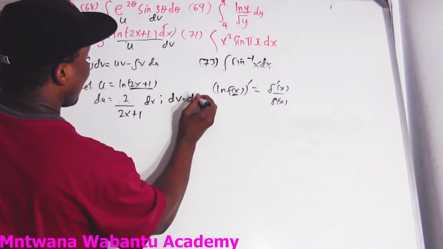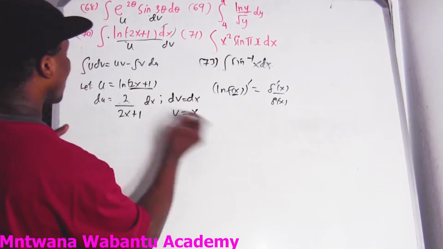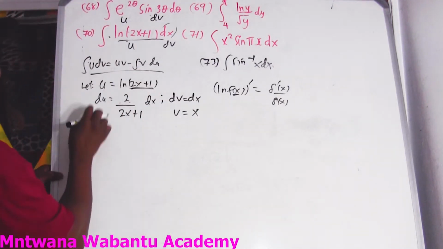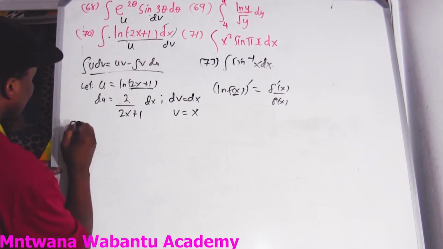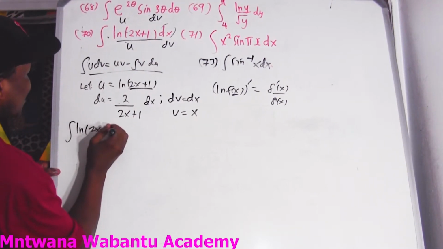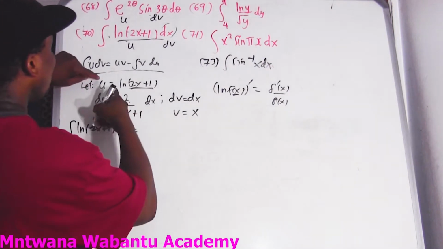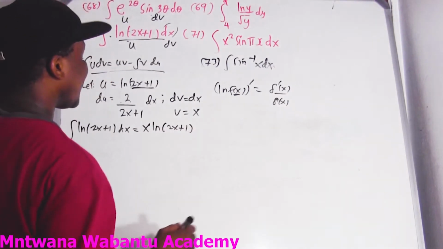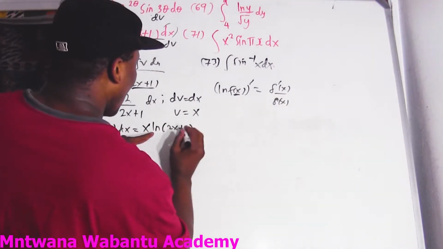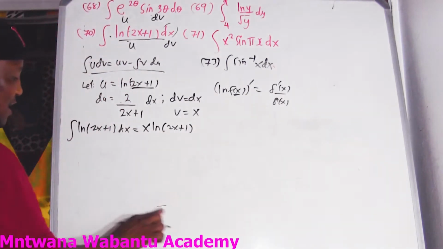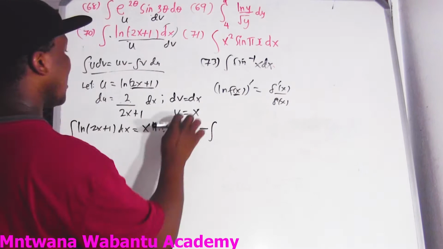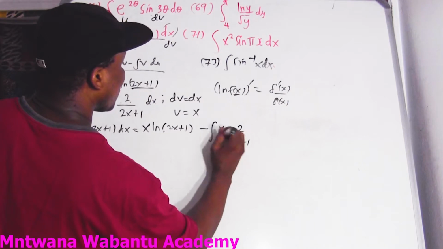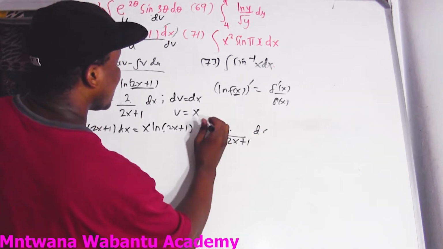Now dv equals dx, so when you integrate, v equals x. Now we have everything, so substitute into the equation. The integral of ln of 2x plus 1 dx equals uv. u is this one, times v. I'd rather start with the x, since ln always comes after everything. Don't write times x because it will look like they are together, which is not right. So it's x ln of 2x plus 1 minus the integral of v du: x times 2 over 2x plus 1 dx. The 2 can go to the front.